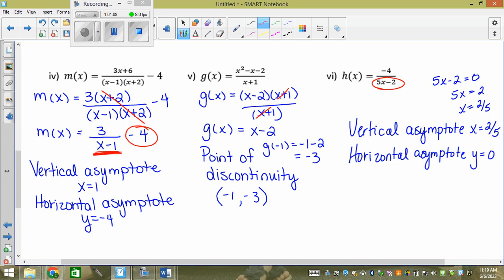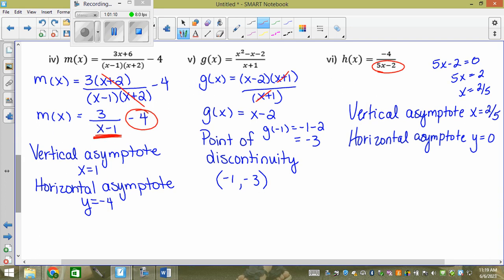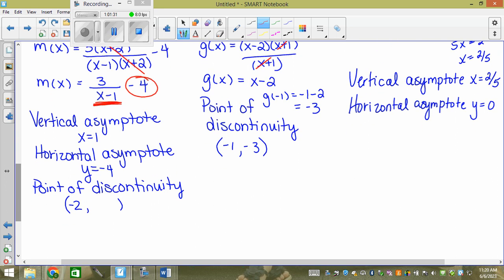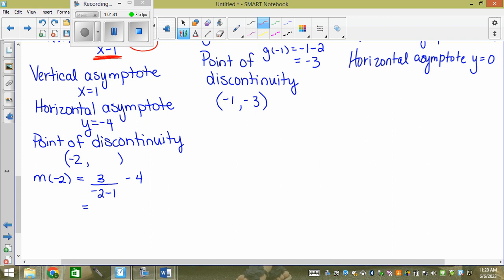Okay. Now, we still need that point of discontinuity, correct? The point of discontinuity is at x = -2, and what? Well, I have to plug it into here. M of -2, the simplified version. So I get 3 over -2 minus 1, minus 4. So I get 3 over -3, which is actually -1 minus 4, which is -5.